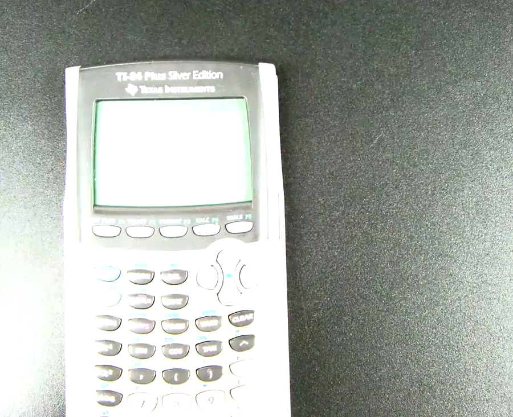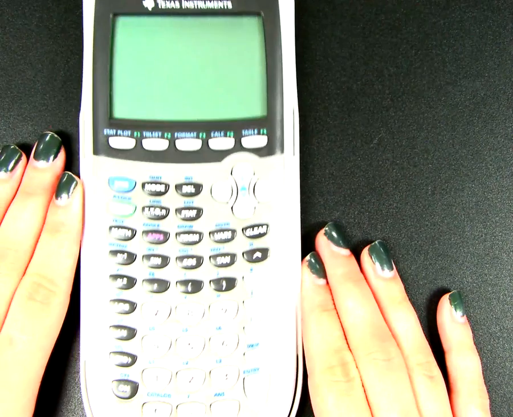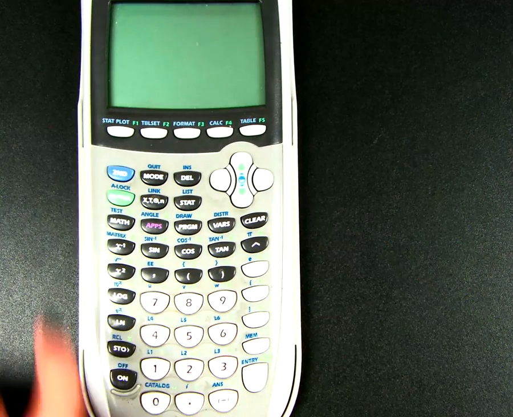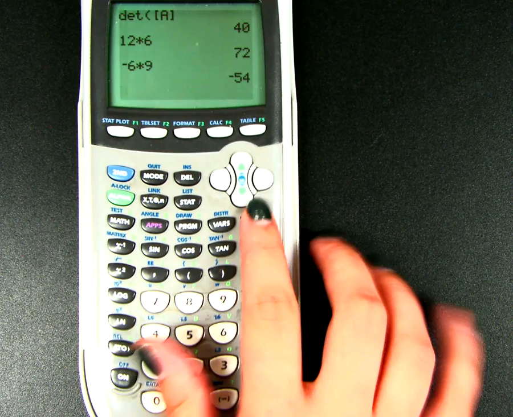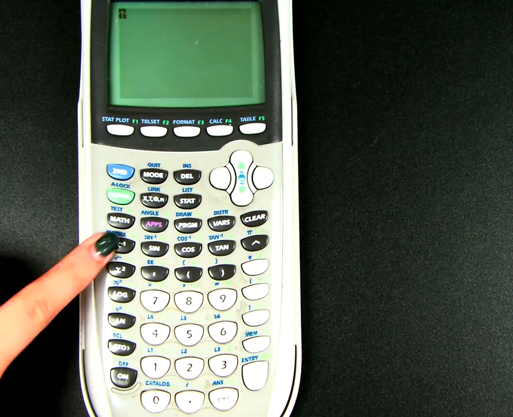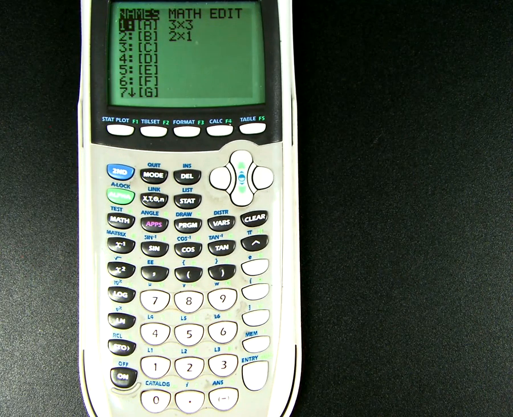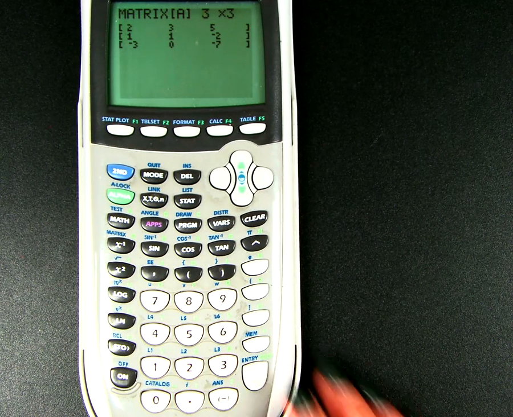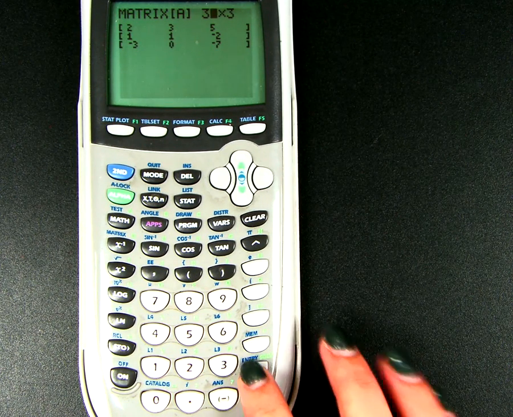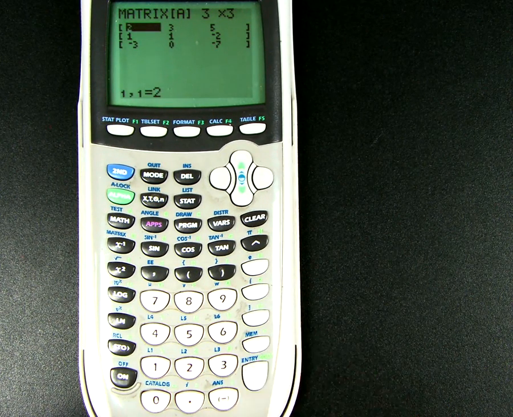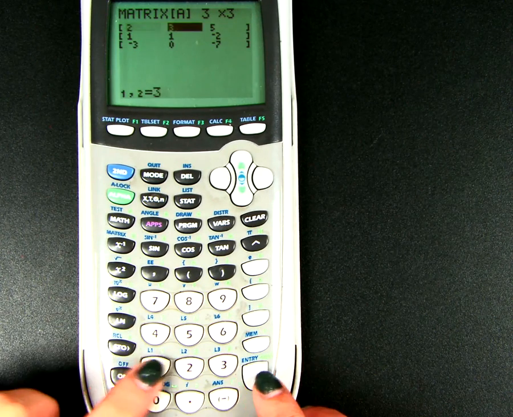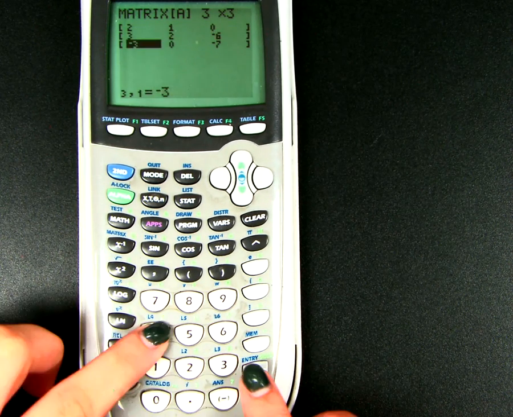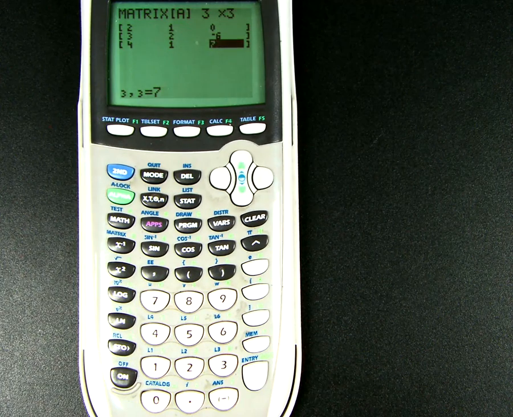So on our calculator, again, we want to go to the place where we enter in our matrices. So I'm going to clear what's there, and then we're going to press second and the inverse key. And then we're going to go over to edit. And then we have a 3x3. And we're just going to type in the matrix. So 2, 1, 0, 3, 2, negative 6, 4, 1, and 7.